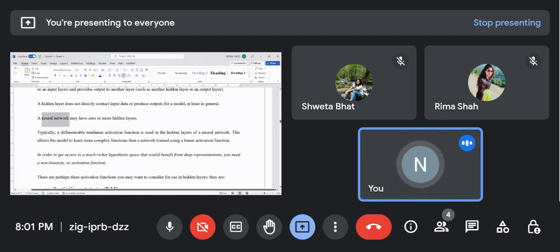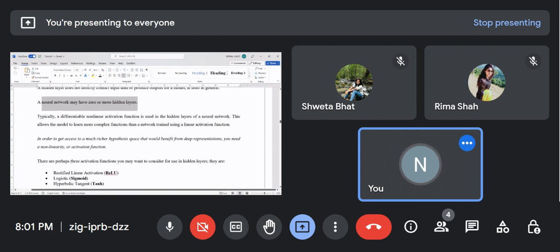Typically, a neural network has zero or more hidden layers, as I already told. For example, if you are creating a simple artificial neural network, then there is one hidden layer. But if you are considering deep learning, then there are multiple hidden layers, more than one. Ultimately, there will be a rise in complexity also.